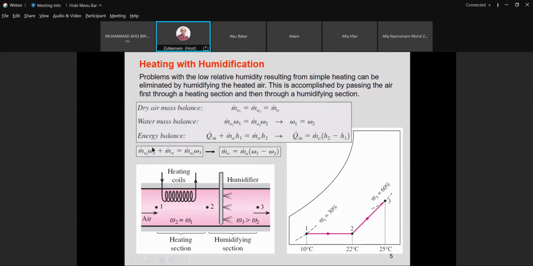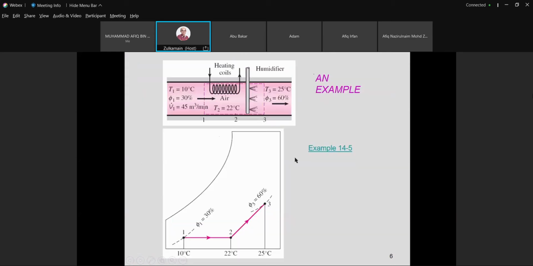This is the content of moisture at state 2. This is the moisture at state 3. Inlet and outlet. So this is the energy balance, and this is the mass balance. This is called heating and humidification.